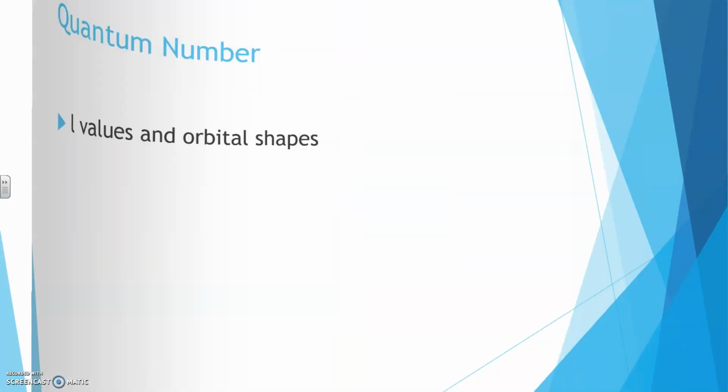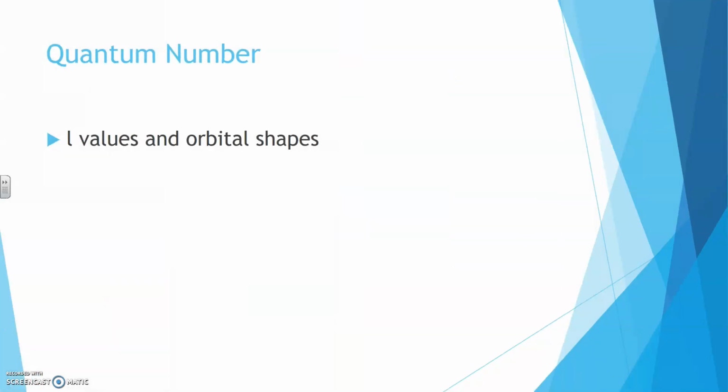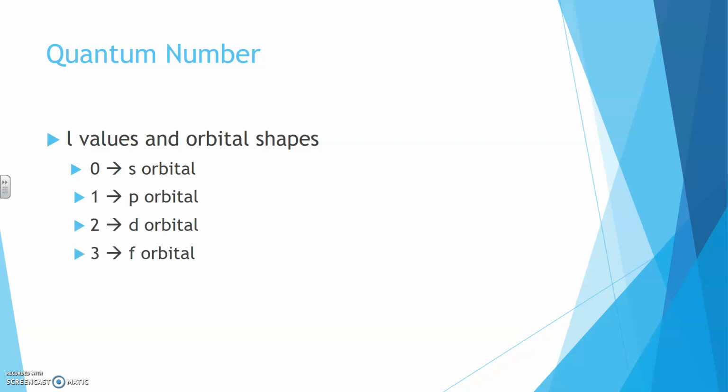Okay, so l values and orbital shapes. 0 is an s orbital, 1 is a p orbital, 2 is a d orbital, and 3 is an f orbital. Okay, so those are relatively easy to remember. You just, again, put your orbitals in order, s, p, d, f, and then just count from 0 to 3. Technically, you can have an l value of 4. We just haven't found any elements that use that kind of orbital. I believe it would be a g orbital, is what they've said.